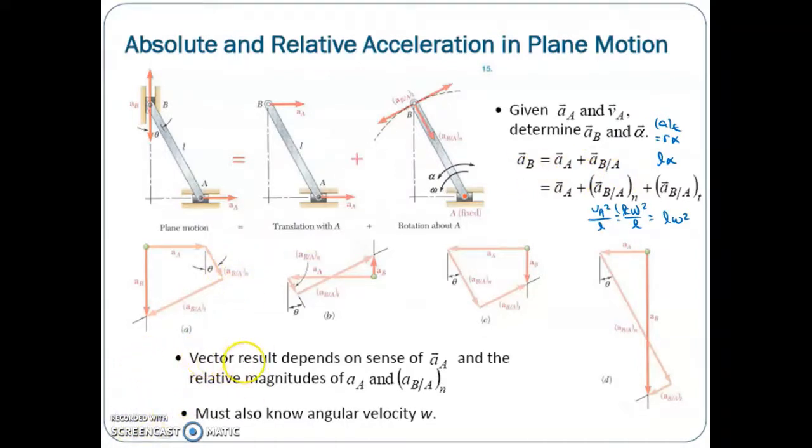So for this vector result, we can say that it depends on the direction of A_A. First we need to know the A_A direction, and then the relative magnitude of the direction as well as its magnitude. The A_A plus the normal component of the relative acceleration, A_B/A normal, is related to your omega or your velocities, the angular velocity or the absolute velocity at A. So if you want to know which closed loop of these vector polygons, the A direction and magnitude must be given, and the normal relative acceleration must also be known by providing the angular velocity omega.